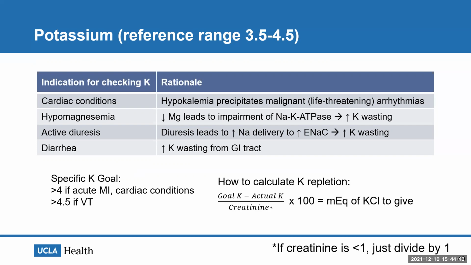So how do you replete it? Well, there's an equation, luckily. Goal potassium minus actual potassium divided by your creatinine times 100. And that's how many milliequivalents of potassium chloride to give. Notably, if your creatinine is less than 1, you just divide by 1. We're going to be doing some exercises later to practice this.